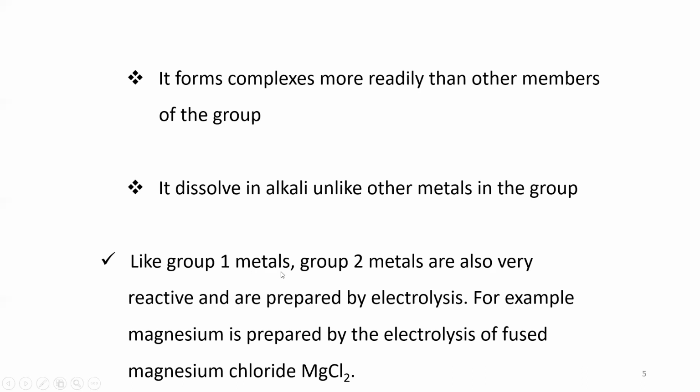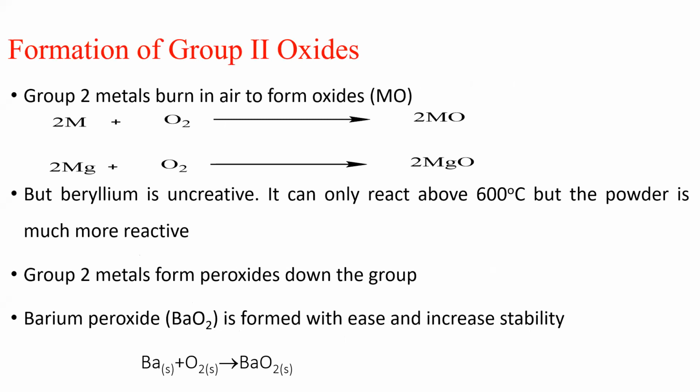So like group 1 metals, group 2 metals are also very reactive and are prepared by electrolysis. Because they are very reactive, they don't occur in their free state. And because they don't occur in their free state, for us to get them in the pure form, we have to prepare them by electrolysis. But as I said, we're not going to go deep into electrolysis. So let's look at their compounds.